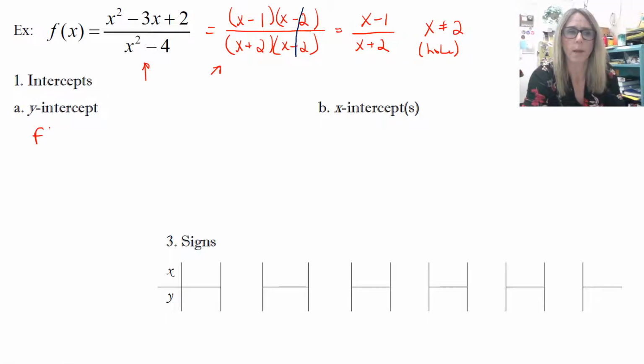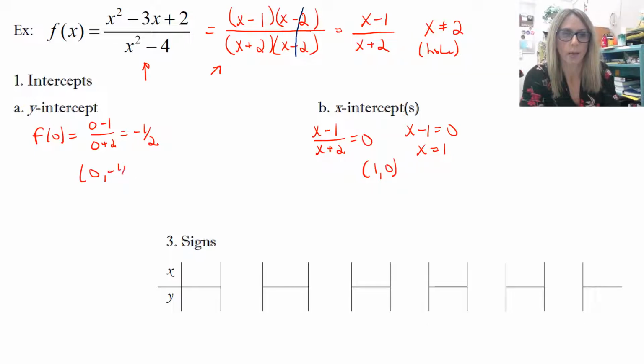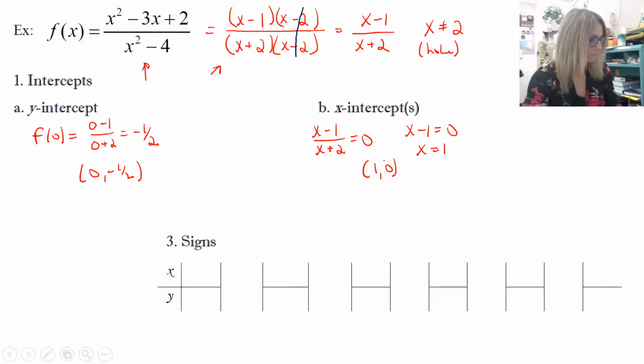So we find everything in the same way. We have our y-intercept, which we just let x be 0. You can see if x is 0, now I'm only going to focus on our simplified version, we have a negative 1/2. For our x-intercepts, we've talked before about just letting the function be equal to 0, and the fact that a fraction can only be 0 if its numerator is 0, and that tells us that we do have one x-intercept at 1, 0. So we have our y-intercept 0, negative 1/2. We have the x-intercept at 1, 0.